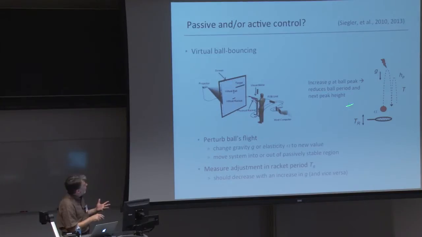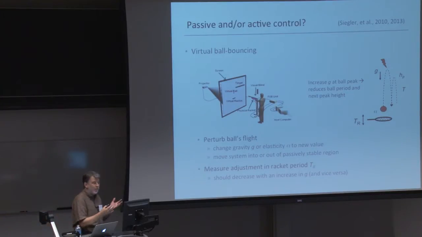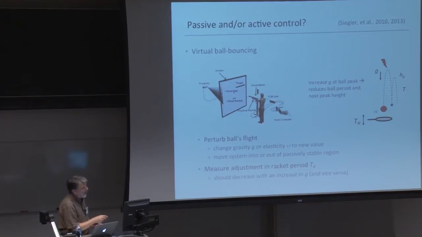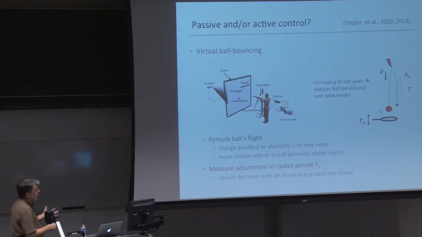So for example, here's the ball in flight, and at the peak of the ball's flight, we increase gravity. And so now the downward flight of the ball is going to take less time than the upward period did. And the next peak of the ball's height is going to be lower, and the natural period of the ball's bouncing is going to be faster. And so the racket's going to have to adjust somehow in order to maintain bouncing over the future.